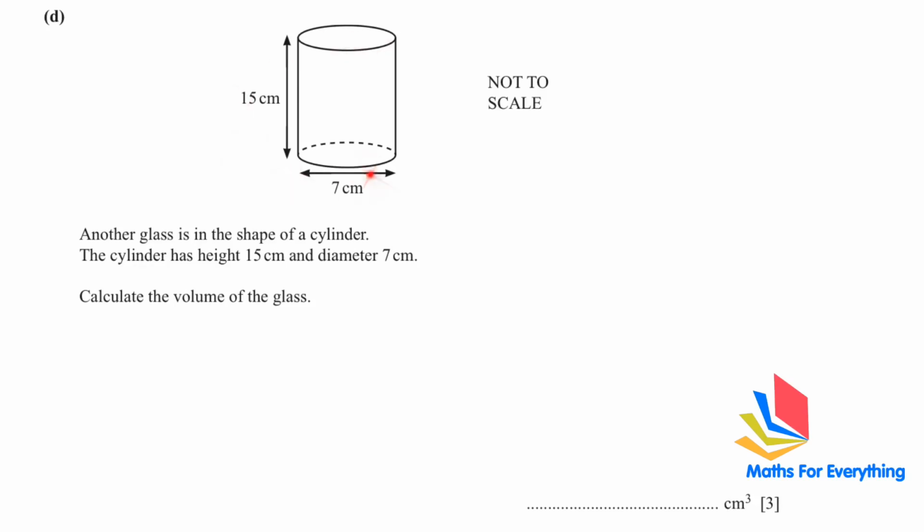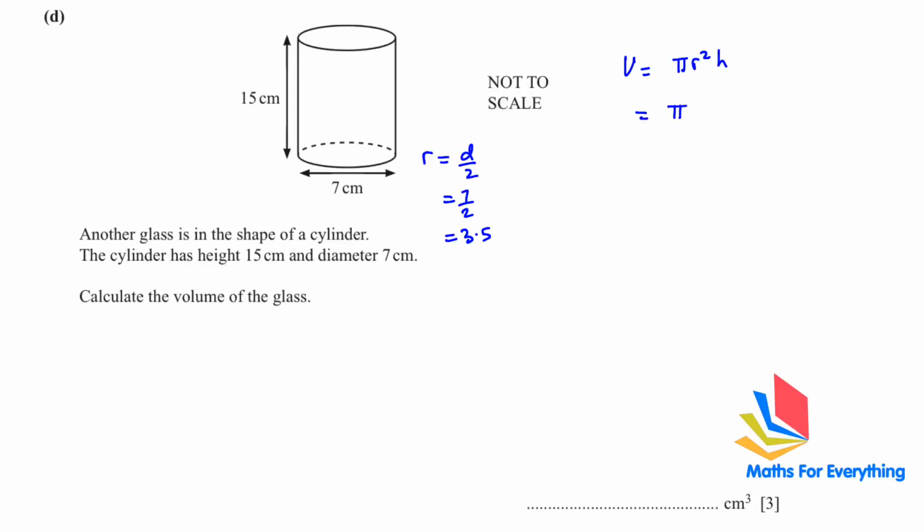Part D, we have been given a cylinder and the height is 15 and the diameter is 7 centimeter. We have to calculate the volume of the glass. Its cylindrical shape. To find the volume of the glass, we use the formula pi r square h. You can see that we need the radius and the diameter has been given to us. To find the radius, we divide the diameter by 2. So 7 divided by 2, 3.5.